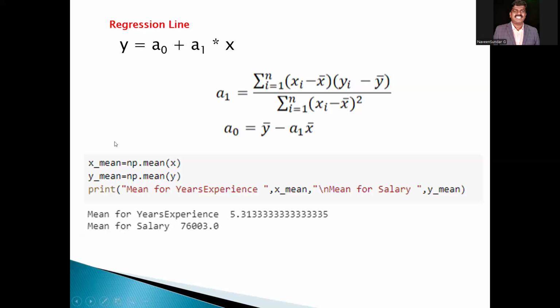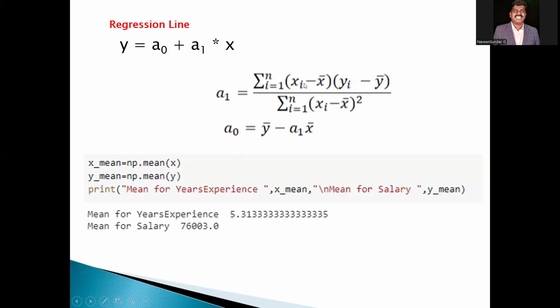So when we are giving x mean, that is np.mean of x. That means for x I'm finding the mean, and then for y I'm finding the mean as well. Then I'm printing the x mean and y mean. I'm getting the value for it: the mean for years of experience is this one, and the salary is for the other column. This is how I'm getting the values for x bar and y bar.